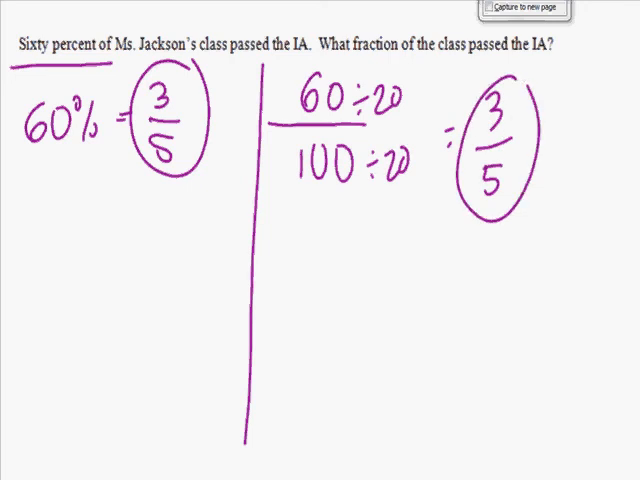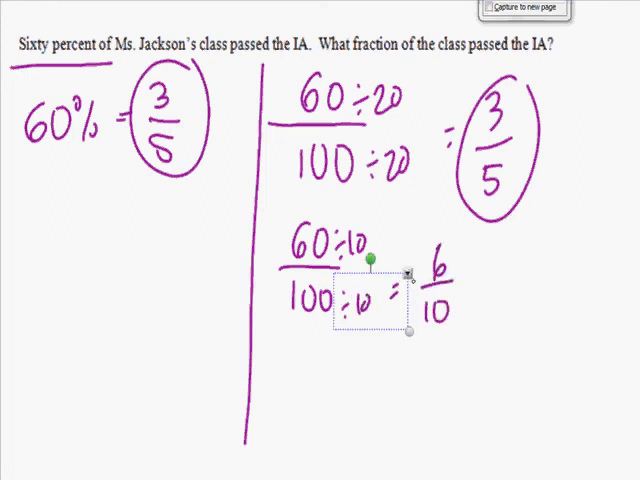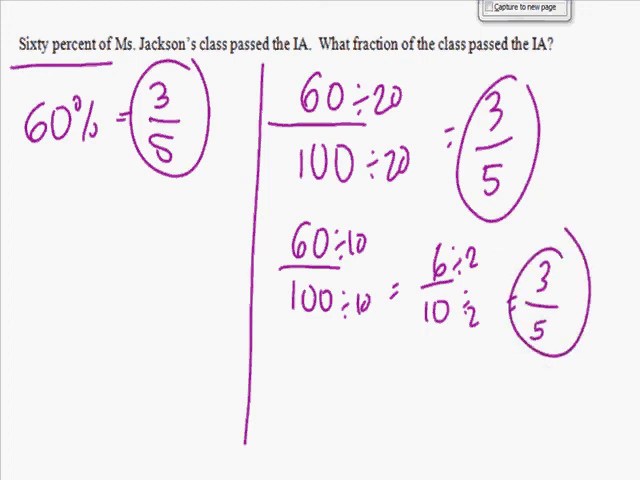If you were not able to find all of the common factors, it is still possible to simplify it. We just might need to take some more steps. Let's first try dividing by 10 because I see that both end in zeros. I get 6 over 10. 6 over 10, I think both are divisible by 2. That gives me 3/5 as well. So that means that the fraction of the class that passed the IA is 3/5.